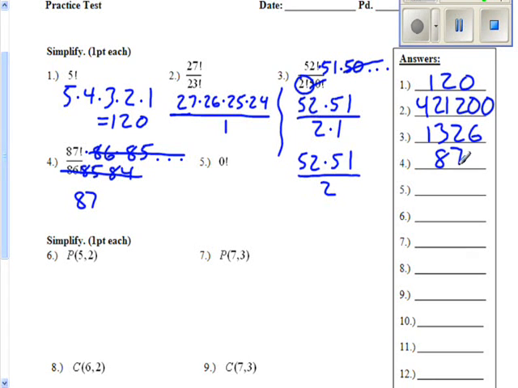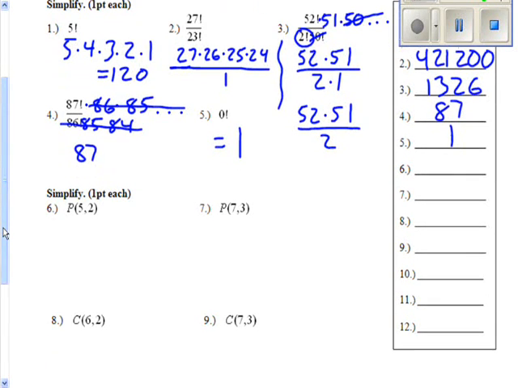Okay? Number 5, 0 factorial. 0 factorial is one of our special cases. 0 factorial is always equal to 1. Okay, and that one we just kind of have to remember. It's one of the special cases. 0 factorial is 1.